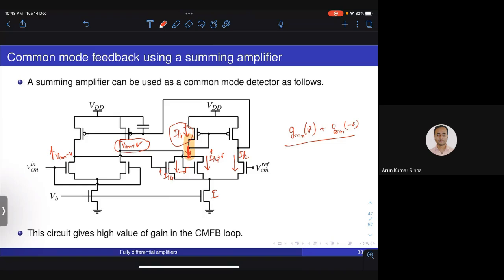So this circuit gives you higher gain for the common mode feedback, which means that you will have a lower steady state error in the common mode feedback loop. But again, you have to design this summing amplifier so that you have the desired linearity, to make sure that your overall differential amplifier has the required linear range that you want.